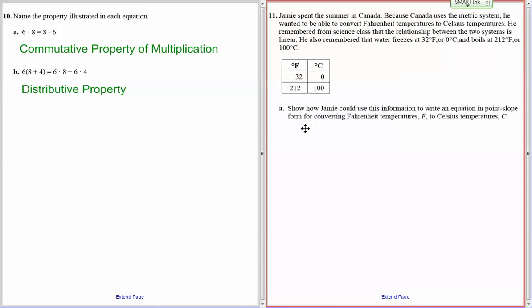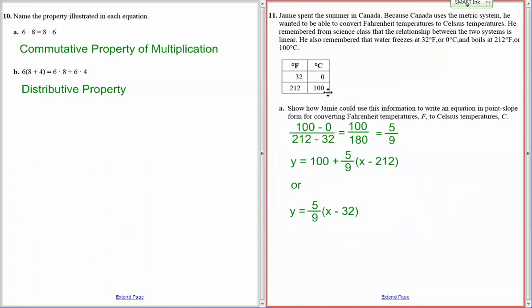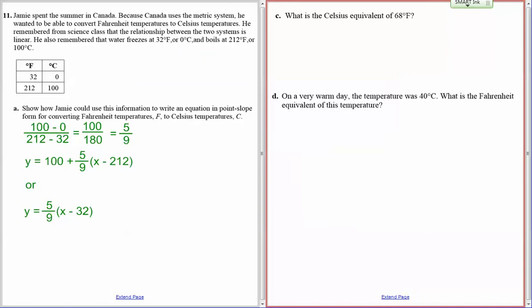So good for Jamie. So let's show how we can write an equation in point slope form for converting Fahrenheit temperatures to Celsius temperatures. Well, the first thing he needs is his slope. So the change in our Celsius temperatures, or y values, would be 100, and the change in our Fahrenheit temperatures would be 180. So we get 5/9, which is 0.5 repeating, but I would definitely leave it as 5/9. I think it makes a lot more sense. And here are two different forms we could use for point slope form. As you can see, I left B off, so I'll just tell you the B.